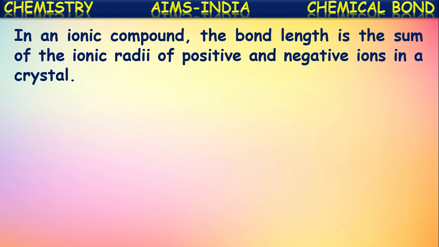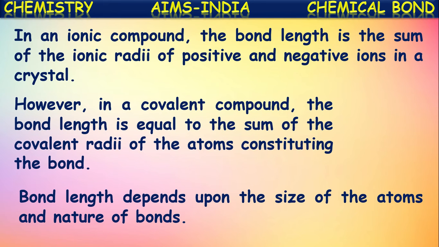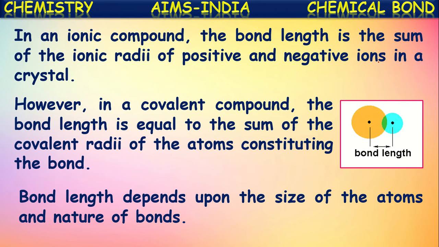In ionic compounds, the bond length is the sum of the ionic radii of positive and negative ions in a crystal. However, in a covalent compound, the bond length is equal to the sum of the covalent radii of the atoms constituting the bond. See here, in ionic compounds the bond length is considered as the sum of the ionic radii of positive and negative ions, whereas in covalent compounds, the bond length is equal to the sum of the covalent radii of the atoms constituting the bond.